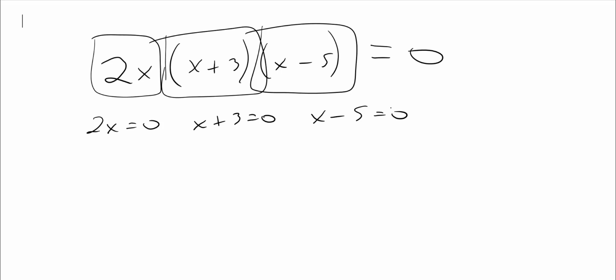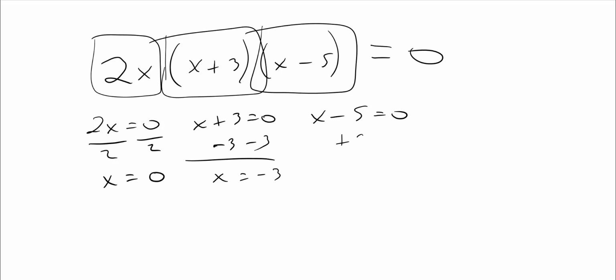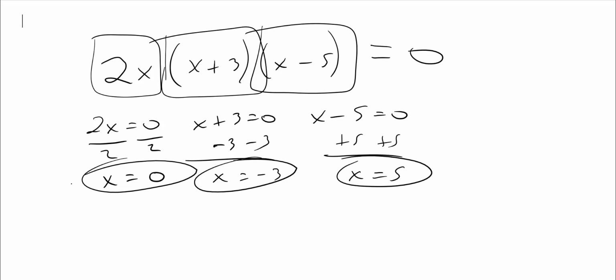So I solve each one of these. This one, divide by 2, so x equals 0 divided by 2, which is 0. That makes sense, because 2 times 0 is 0, and then the whole thing goes to 0, right? This next one, subtract 3 from both sides, so x equals negative 3. And this one, add 5 to both sides, so x equals 5. There you go. You got 3 answers.